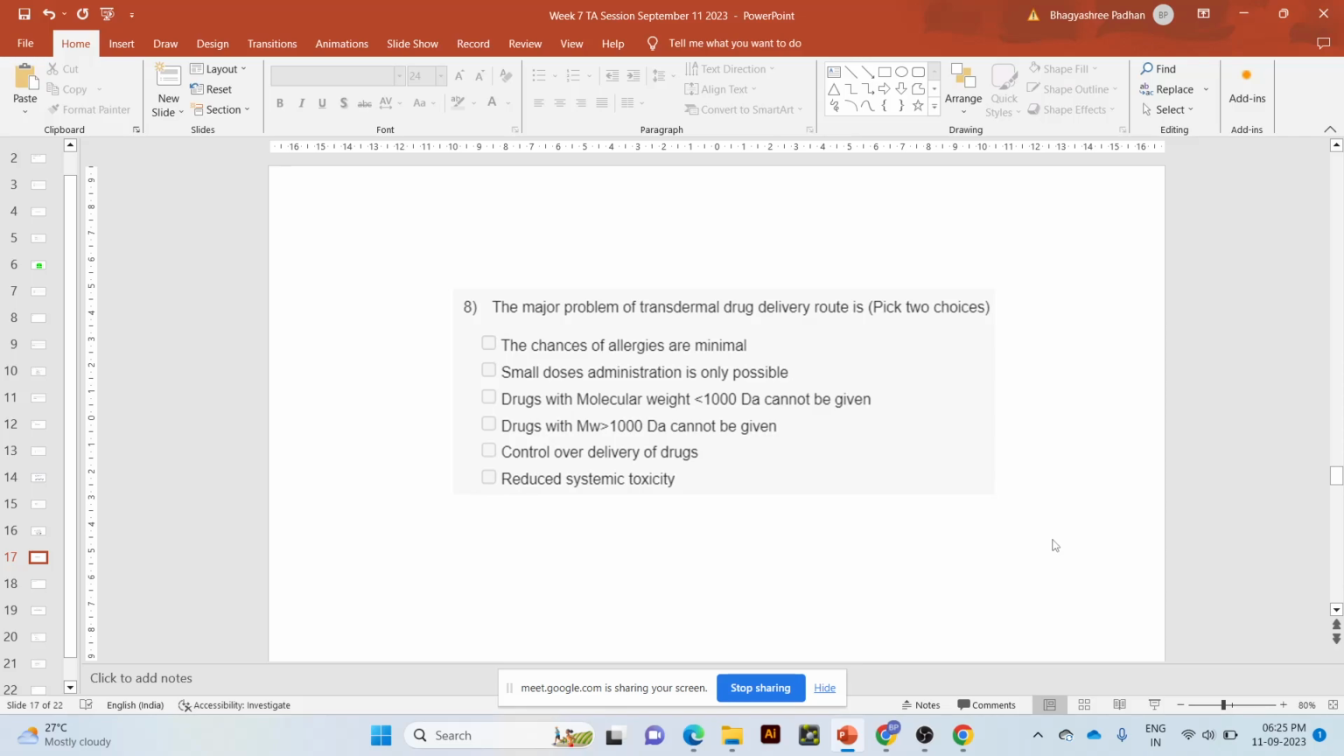The major problem of transdermal drug delivery route is: chances of allergies are minimal. Small doses administration is only possible. Drugs with molecular weight less than 1000 Dalton cannot be given. Drugs with molecular weight greater than 1000 cannot be given. Control over delivery of drugs and reduce systemic toxicity. So the two major problems of transdermal drug delivery route would be small doses of administration is possible, approximately 10 mg per ml is the maximum that it can be given via transdermal drug delivery route, and drugs with molecular weight greater than 1000 Dalton cannot be given.